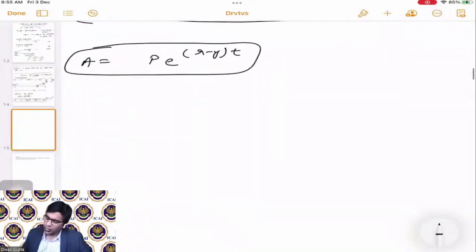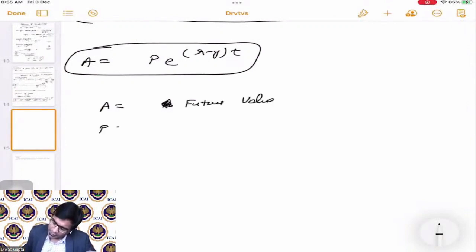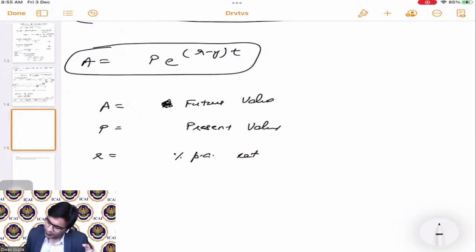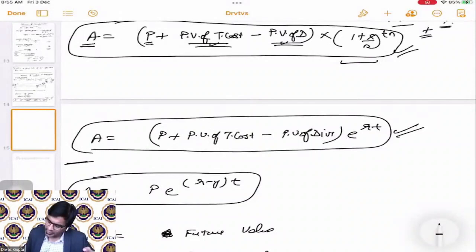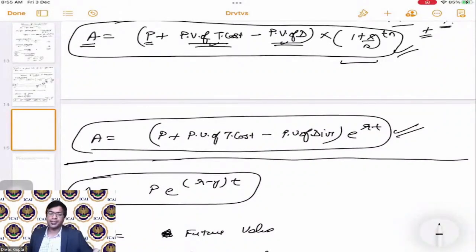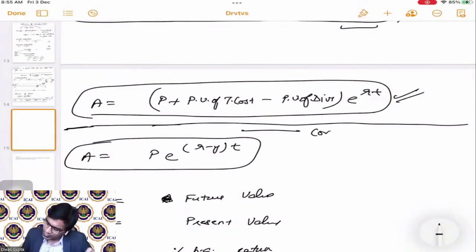Even this one is okay. We have understood. Now, what are the notations here? Let us first try to see the notations. A is equal to future value. P is equal to present value. E is again the constant that we have studied. R is equal to the percentage per annum return. Y is equal to percentage per annum on dividend. This is in case of a continuous dividend. See, till above, we have studied all discrete dividends. From here, we are studying continuous dividend.